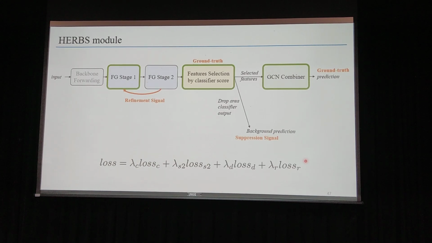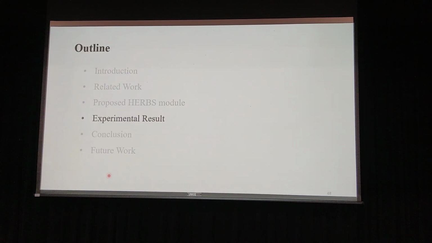Okay. Here we have the entire loss calculation. Here, we just sum all. We use different ratios, which means different lambda values. With this, HERTZ can be trained directly in an end-to-end manner. Okay, here is my introduction to high temperature refinement and background suppression module. And let's see the experimental results.